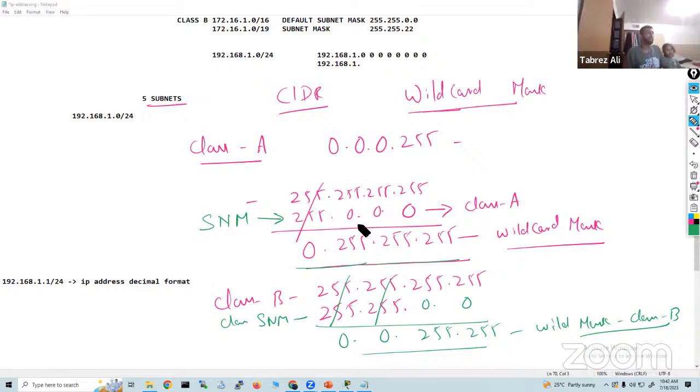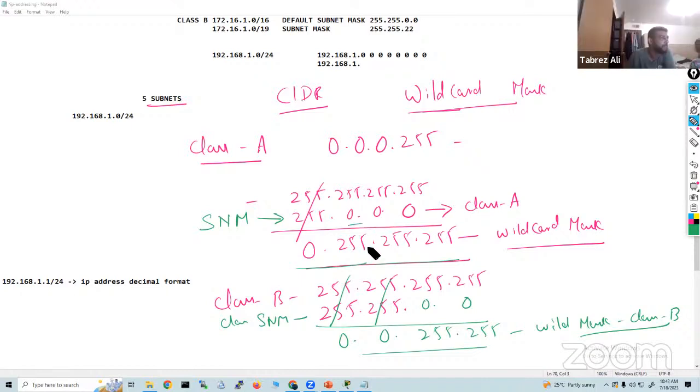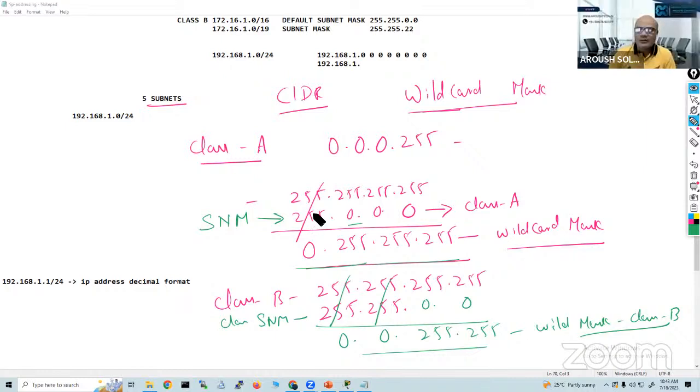But sir, I'm just confused over here. Like the first one, we put 255.0.0.0, right? And the wildcard mask is 0.255.255.255, right? So why can it not be 0.0.255.255 and 0.0.0.255? Like vice versa, we are doing it like reversible. Simple. Yes.